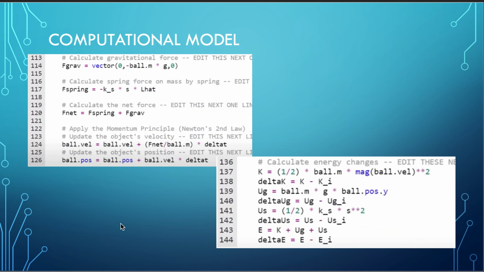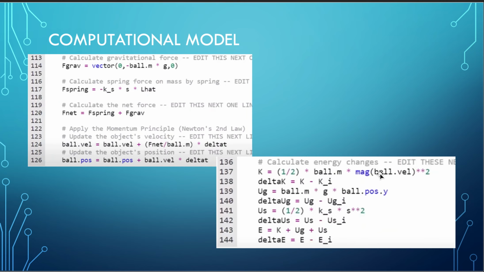Okay, in this slide, here we have the gravitational force, which was calculated by just using mass times gravity. Here we are calculating the spring force using Hooke's law. Here we're calculating the net force using the formula F net equals force of gravity plus force of spring. And then we have the momentum principle, which is Newton's second law. We use the velocity update formula, the position update formula, and this is for the energy changes of the ball.